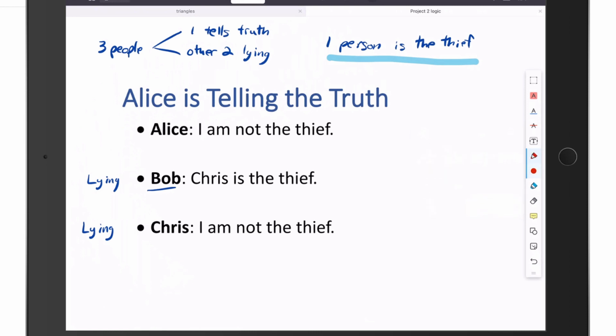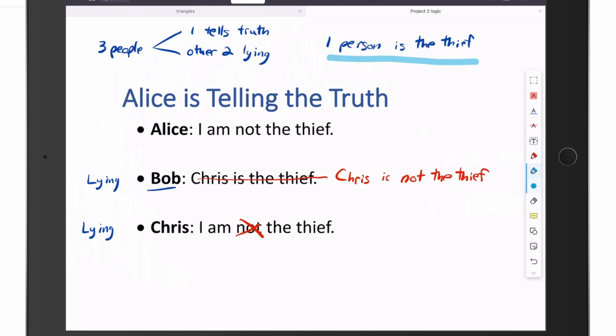So what we do know is that Chris is not the thief. And if Chris is lying, Chris said, I am not the thief, that means that he is the thief. So the 3 true statements now are from Alice, she's not the thief, Bob, Chris is not the thief, and Chris is not the thief. I'm sorry, Chris is the thief.